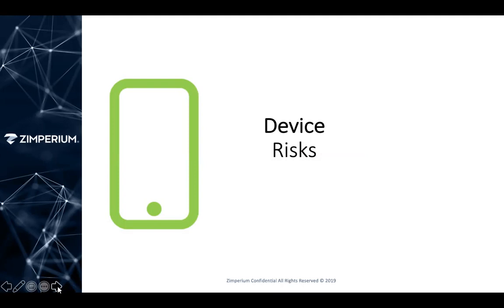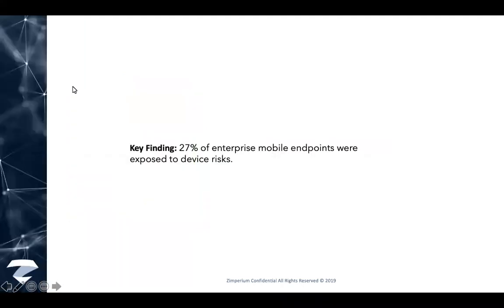So, device risks. In the report, what you'll see is we've written it where there are key findings, and then we can talk about it. I've pretty much mirrored that, but I'm just going to provide a little commentary. So, highest level, 27% of all enterprise endpoints were exposed to device risks. So it's 1 in 3 were exposed to some sort of device risk and therefore made themselves more likely to be attacked.